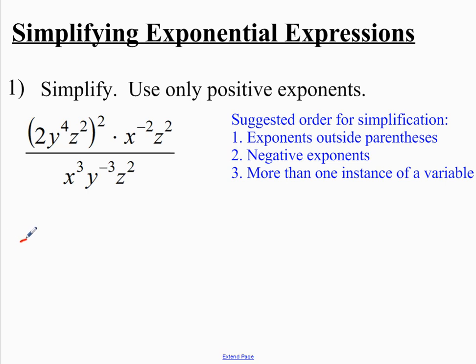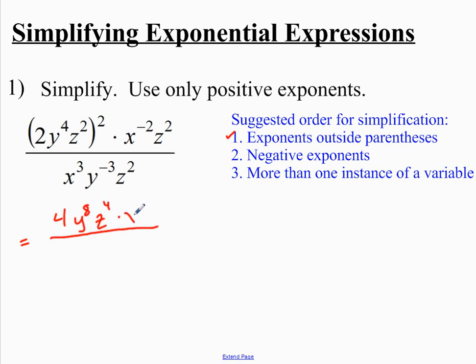Okay, so hopefully you took time to write down the suggested order as well as this particular expression. All right, so the first thing I'm going to do, according to my list, is exponents outside parentheses. So I've got this 2 here. I'm going to distribute it to all the factors in the parentheses. So I've got 2 squared is 4, y to the 4th squared is y to the 8th, z squared squared is z to the 4th. Let's make that 4 better: 4, y to the 8th, z to the 4th.